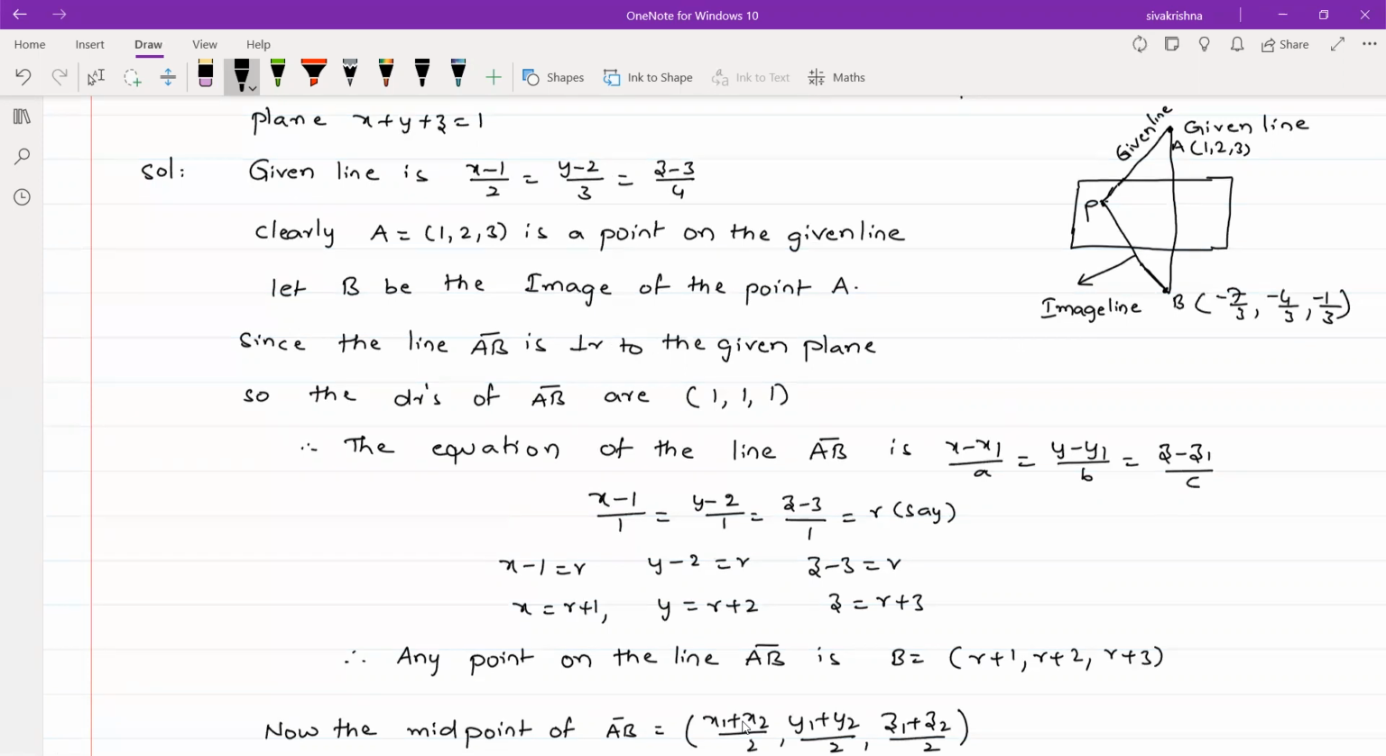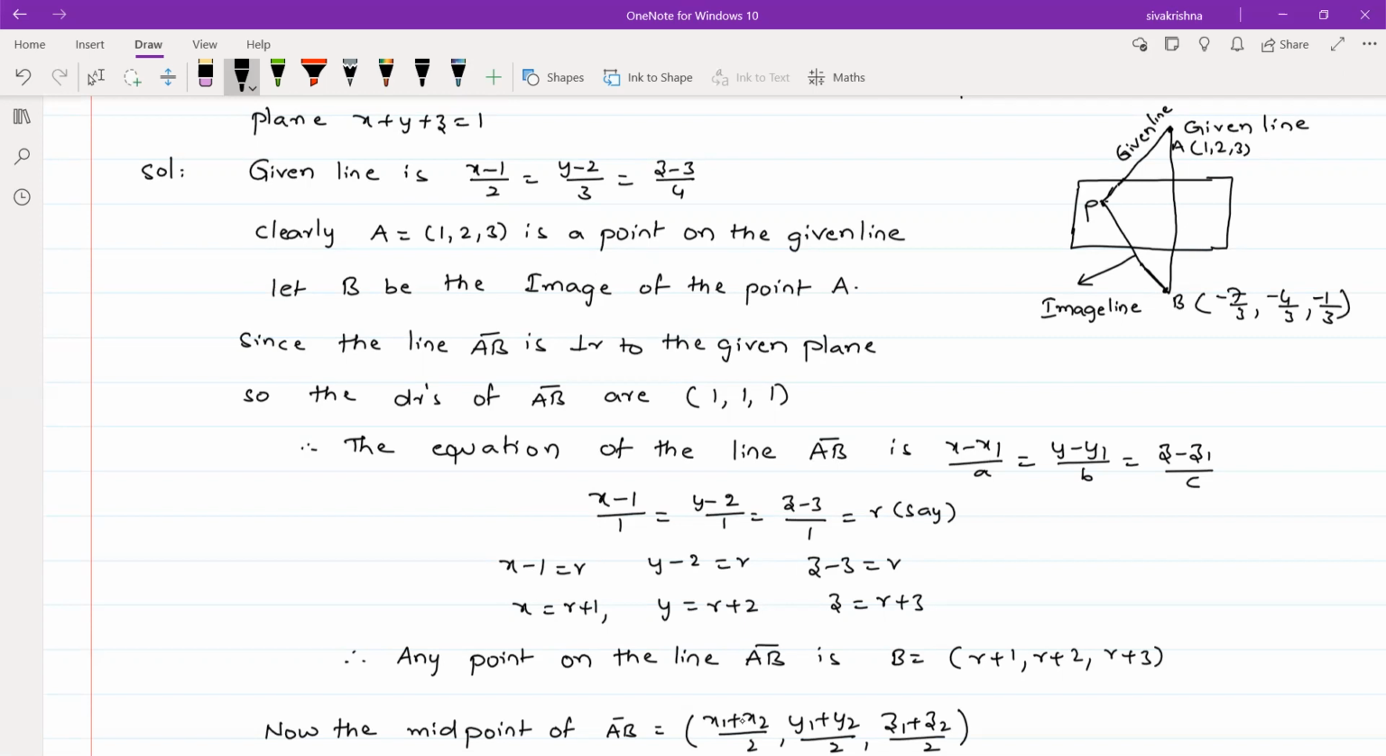So why have we found the point B? Because in this particular problem we have to find the image of the line. It means it should also be a line equation. In order to find the line equation, we require at least 2 points, or a point together with DRs. So we have to find the line BP. BP is the required image line we have to find.